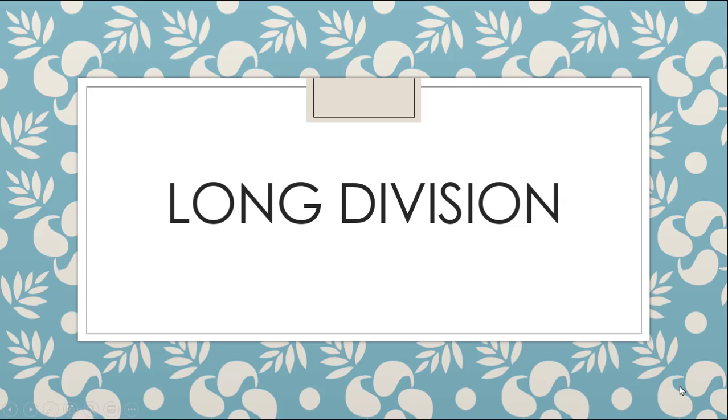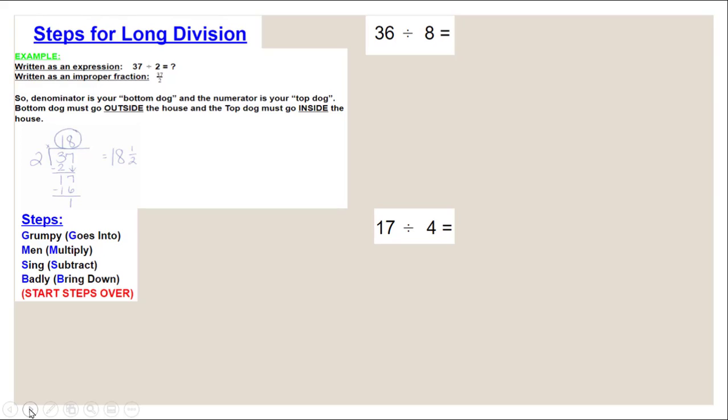Today we're going to review long division. So let's go over our steps for long division. Let's say that we have our example here. As a written expression, we have 37 divided by 2. Written as an improper fraction, it would be 37 over 2, which would be 37 halves.